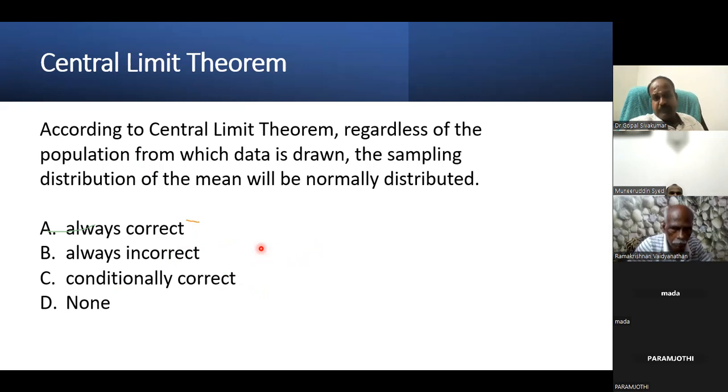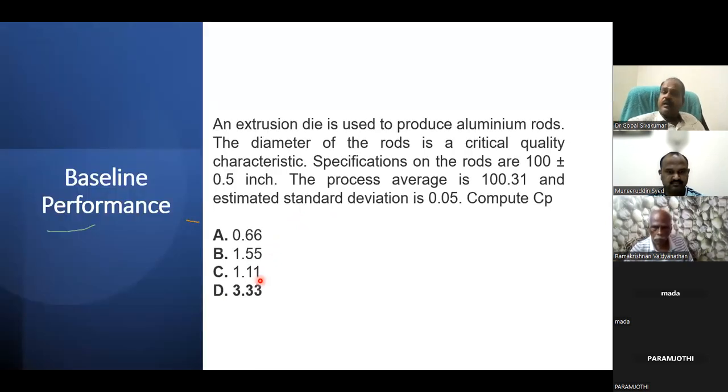Agreed or not? Yes, yes. The tendency of the average to follow the bell curve is very, very high. The only dependency is the sample size. That is why I am choosing option C. Right. Clear? Now hereafter all the questions will be easier. You have crossed all the challenging questions.